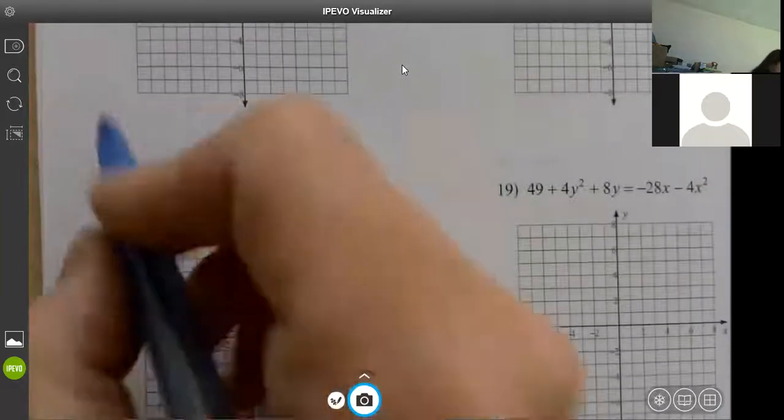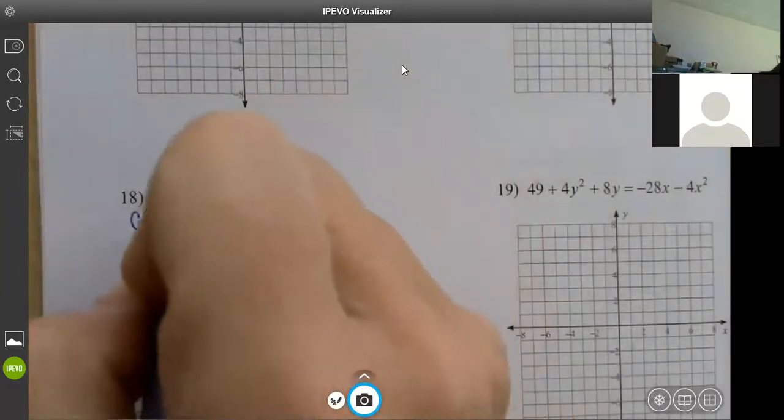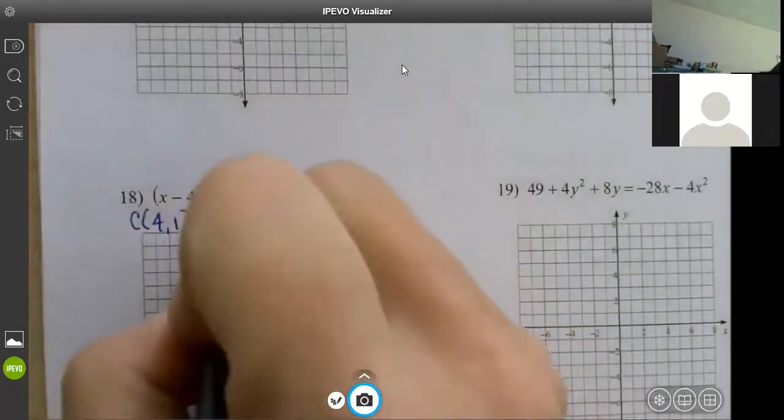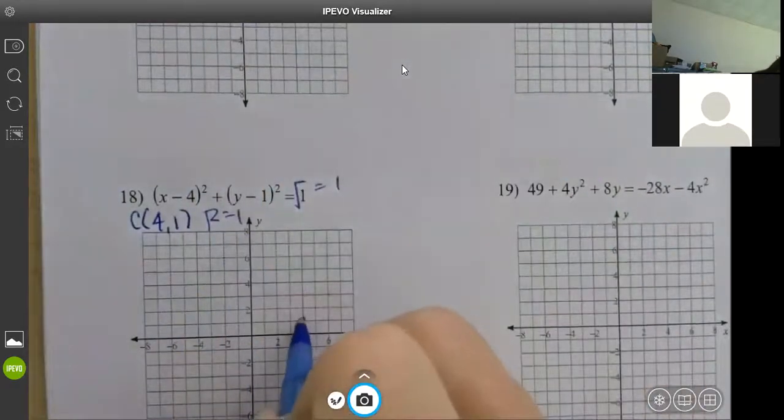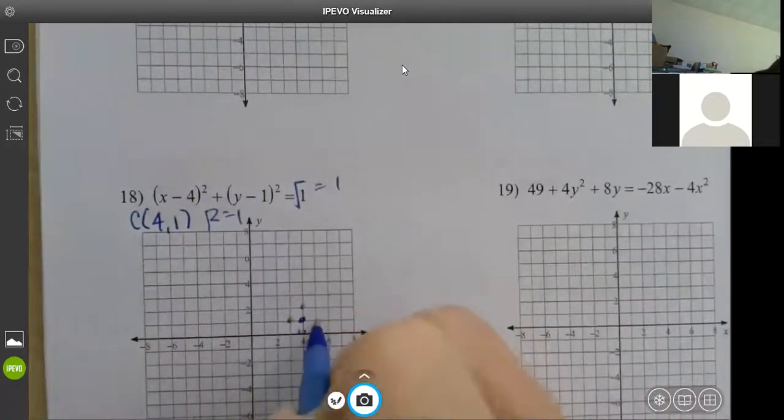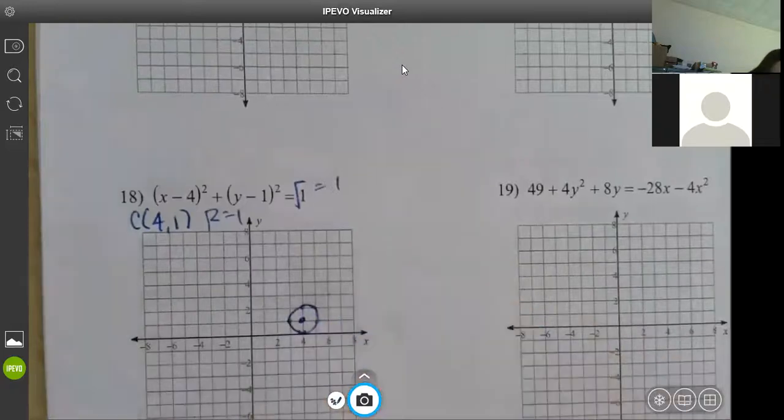What's your center? Radius? Again, we take the square root of 1. It's 1. So 4, 1, up, down, left, right. Make your circle.